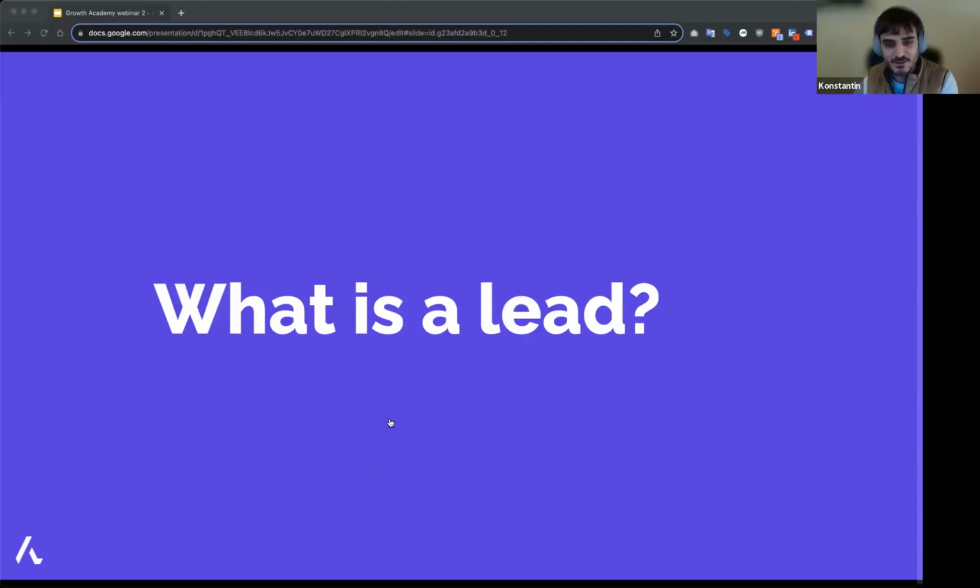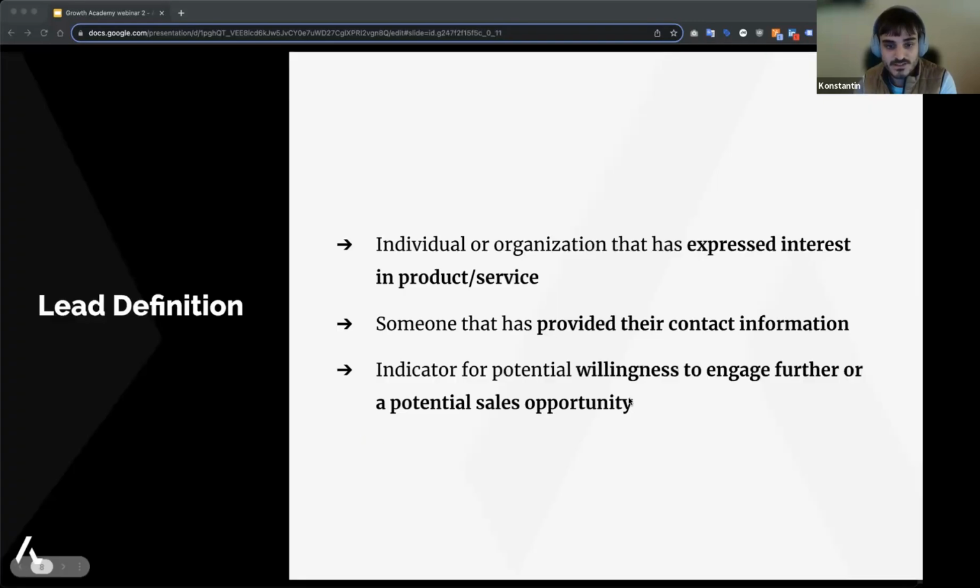Yes, definitely. Thank you, Ali. So since we're talking about lead generation in advertising, I think the best part is to start with what is actually a lead. So yeah, what is a lead? It's an individual or organization that has expressed interest in your product or service. It's someone that has given their contact information to you, and it's an indicator for potential willingness to engage further, so you can have your sales involved and get that sales opportunity.